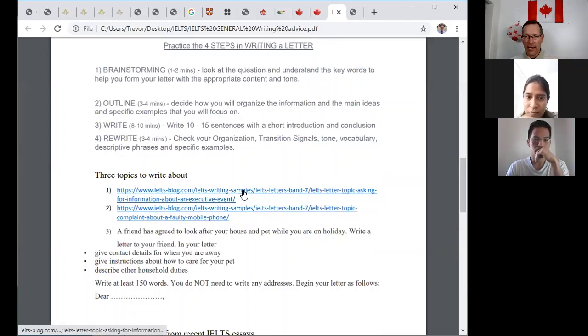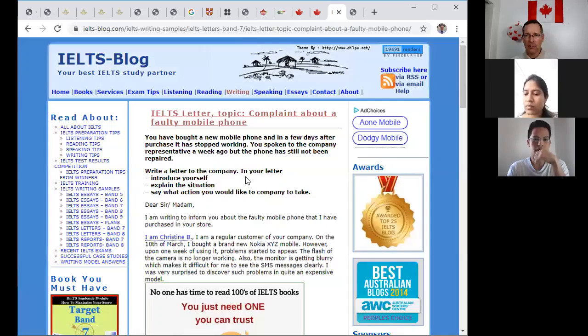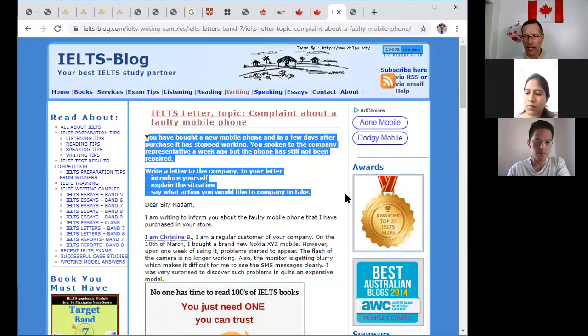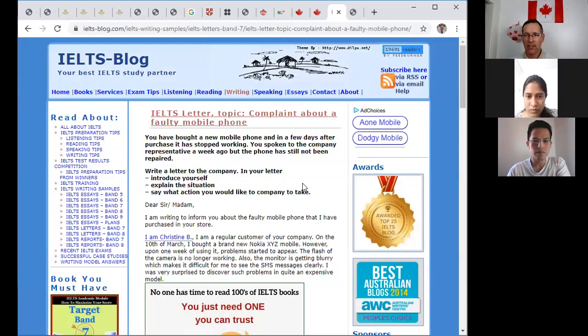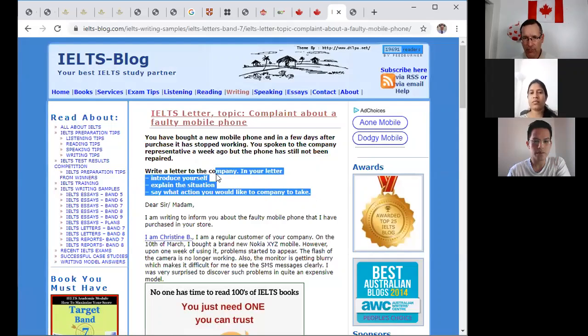So for the sample topic, I'll look at number 2 here. So this explains a question that you could be asked on IELTS. So you bought a new mobile phone. A few days after it's purchased, it stopped working. So you spoke to the company representative a week ago, but the phone has not been repaired. So now the question, or the task for you, is: write a letter to the company, introduce yourself, explain the situation, and say what action you want the company to take.